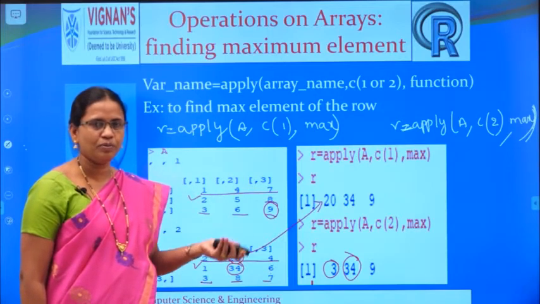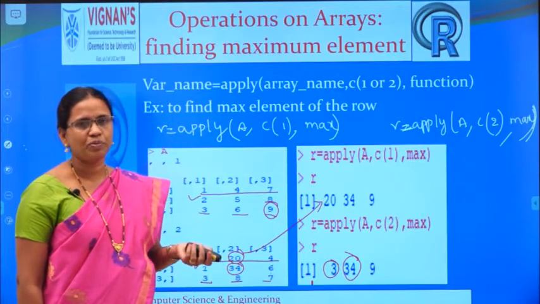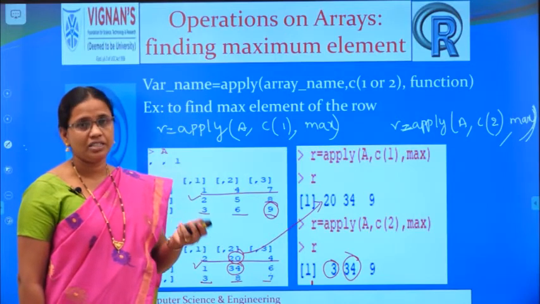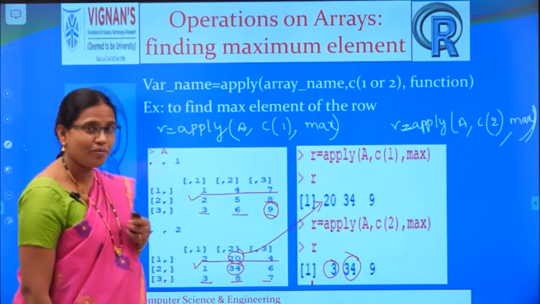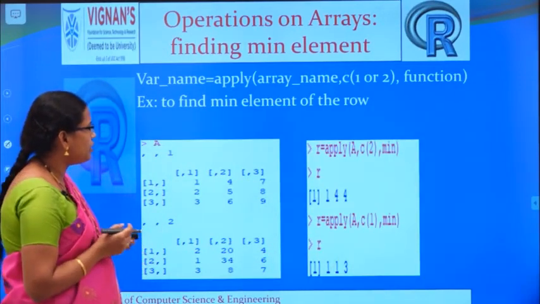To perform any operation on rows, you have to write C of 1. To perform any operation on columns, you have to write C of 2. You need to remember this point. Now let us see another example, to find the minimum element of the row.